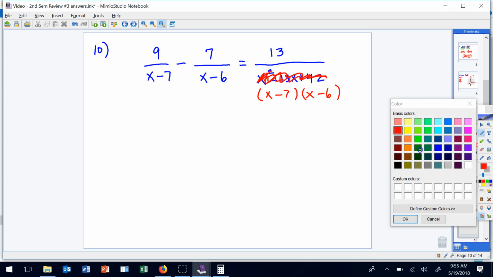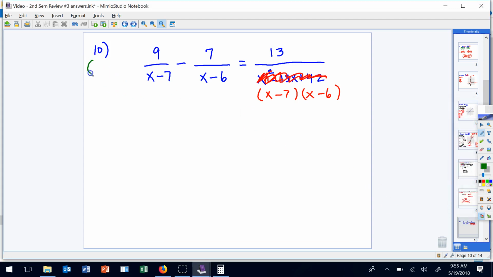And the LCD will be x minus 7 times x minus 6. And I'm showing it here being multiplied on both sides of this equation in order to clear these denominators. And here's how they're cleared. Because I'm going to divide x minus 7 in blue into this LCD, then these would cancel. And what's left, similar to what we did in a previous problem when we were adding and subtracting two fractions, we multiply. X minus 6 times 9, and that's 9x minus 54.